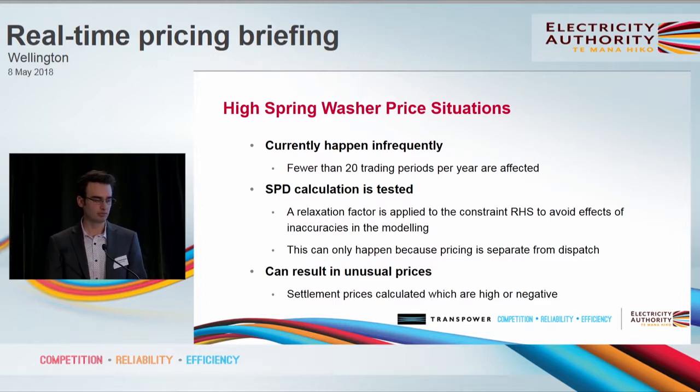As I said, they can result in unusual prices, either high or negative. But the key point about how we treat them at the moment is that that 5 times multiplier triggers a manual intervention in the pricing schedule, which delays prices. Now, obviously, that can only happen because pricing is separate from dispatch. We wouldn't be able to apply a manual override to a pricing solution in real time because there simply isn't enough time and we need to keep dispatching the power system.